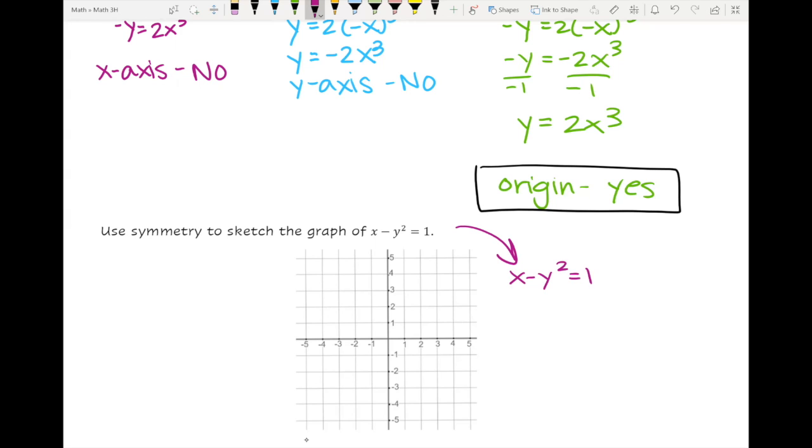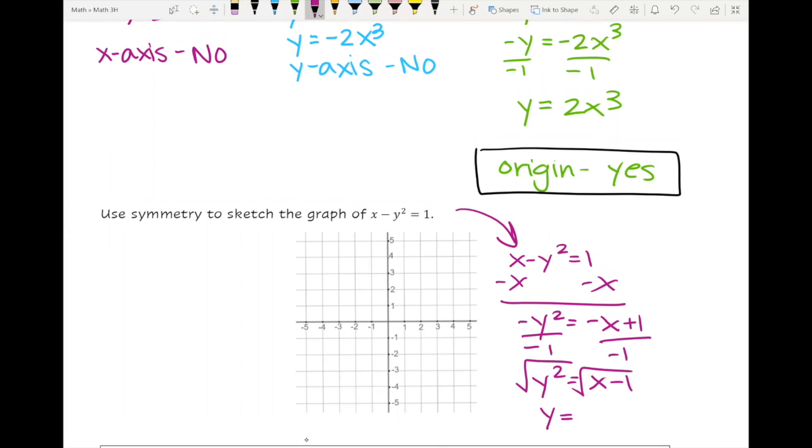So I will subtract my x on both sides, divide by negative 1 on both sides, and now I will take the square root on both sides. Because I'm taking the square root, I should put a plus or minus there, but I'm going to use symmetry, like it says here, to graph this. And by that I mean, because there's a plus or minus, I'm just going to look at the positive side here first, and then I'll deal with the negative. It should be symmetric. And I'll show you what I'm talking about.